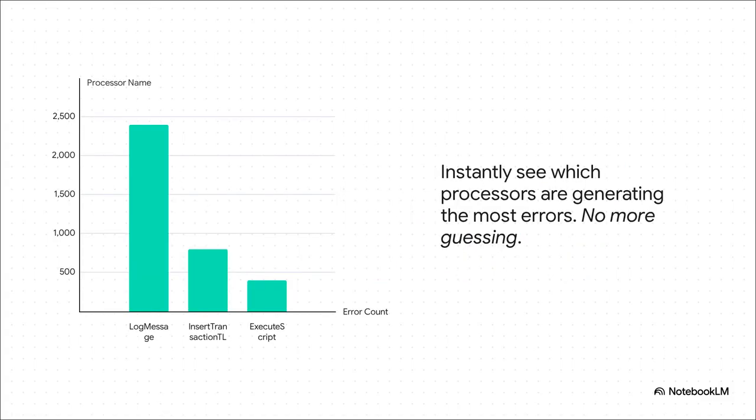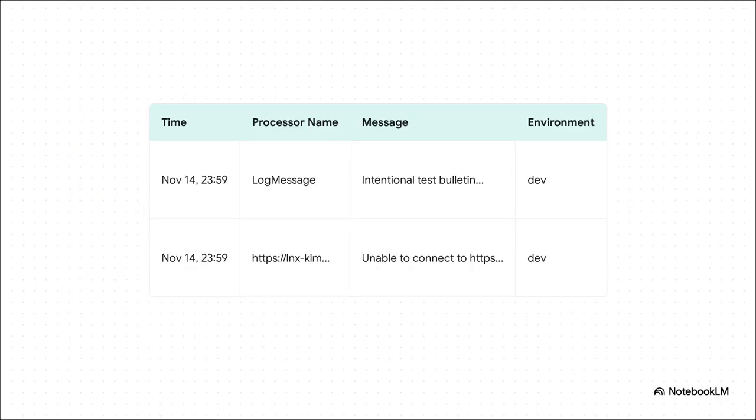And this is where it gets really powerful. Instead of guessing what might be going wrong, we can just see it. This chart tells us instantly which specific parts of our system are generating the most errors. Right away, we know that log message and insert transaction TL are our biggest troublemakers, and that's exactly where we should focus our attention.